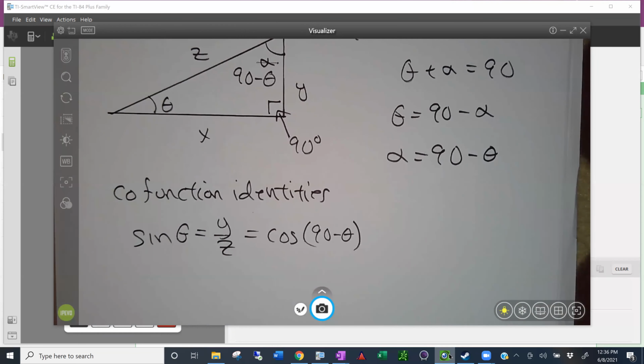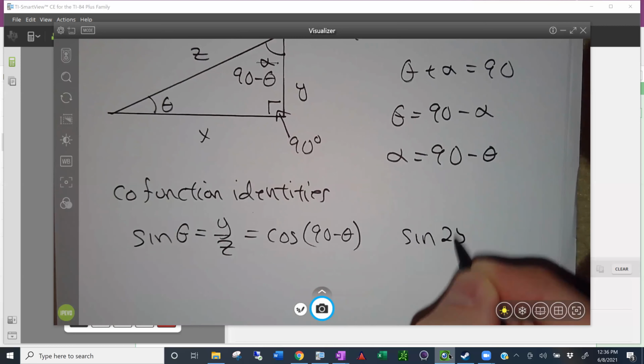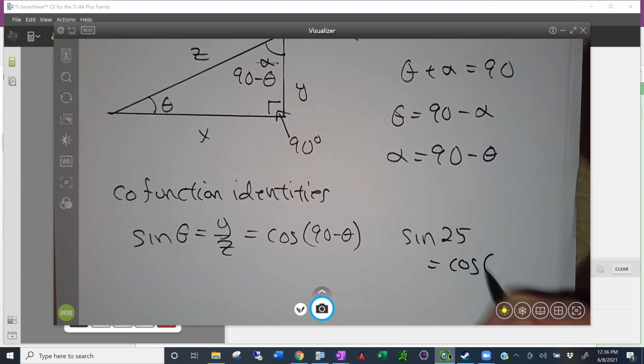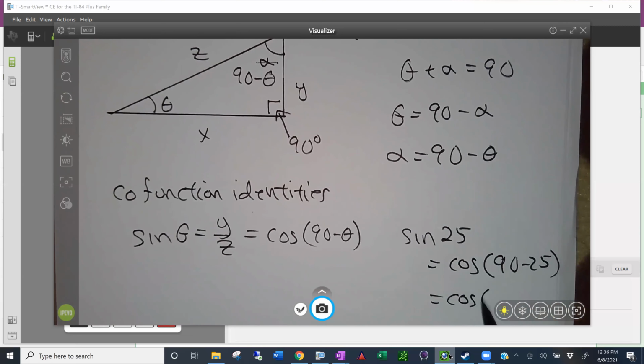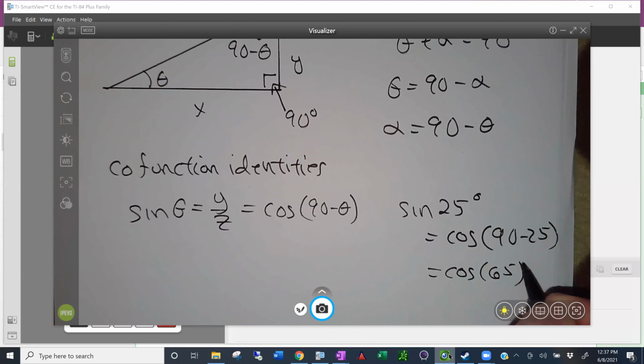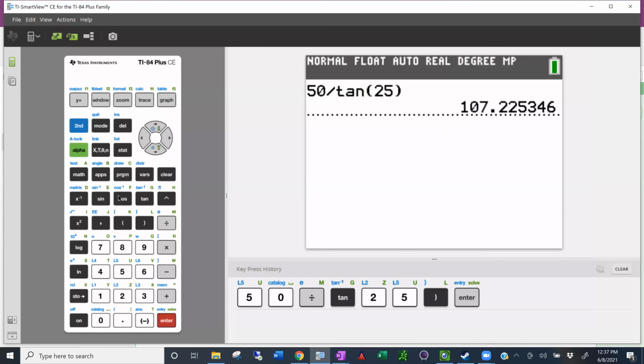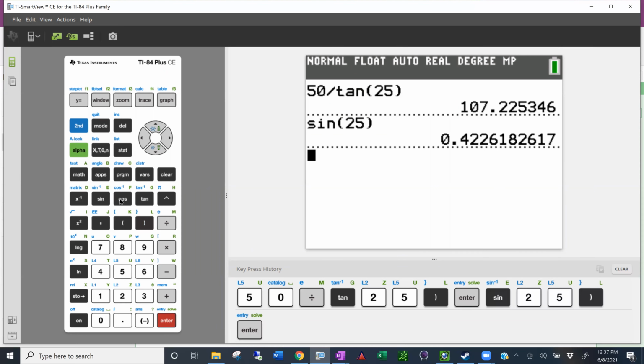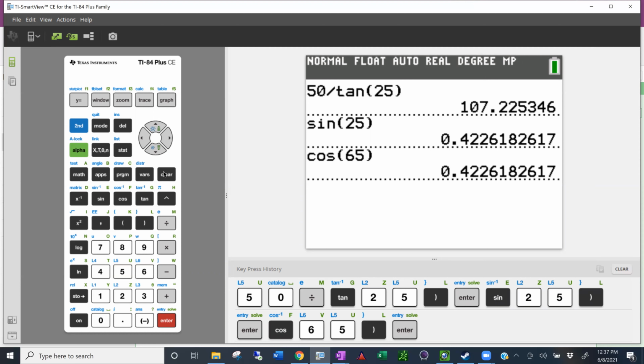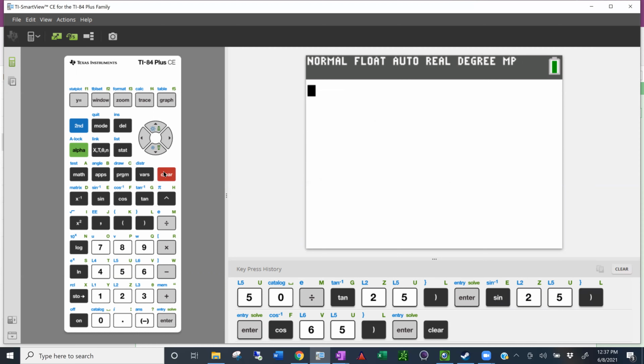So in other words, it doesn't matter if you take, for instance, the sine of 25 or the cosine of 90 minus 25. Those should be the same thing. Of course, I'm thinking in degrees here. Let's just see numerically that that's true. So sine of 25 and the cosine of 65. Same thing. Nice. And so you have all kinds of these cofunction identities.